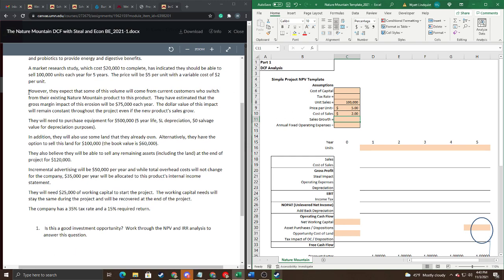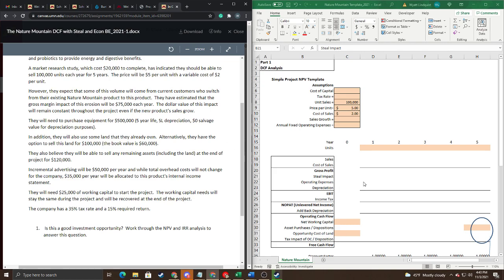However, the market research expects that some of this volume will come from current customers who switch from their existing Nature Mountain products to this one. So there's going to be some cannibalization. In this problem, they call it stealing. Right here, steal impact. However, this is the same as cannibalization in other problems. Or they also call it erosion. But we're going to be stealing $75,000 every year from some of our other products.